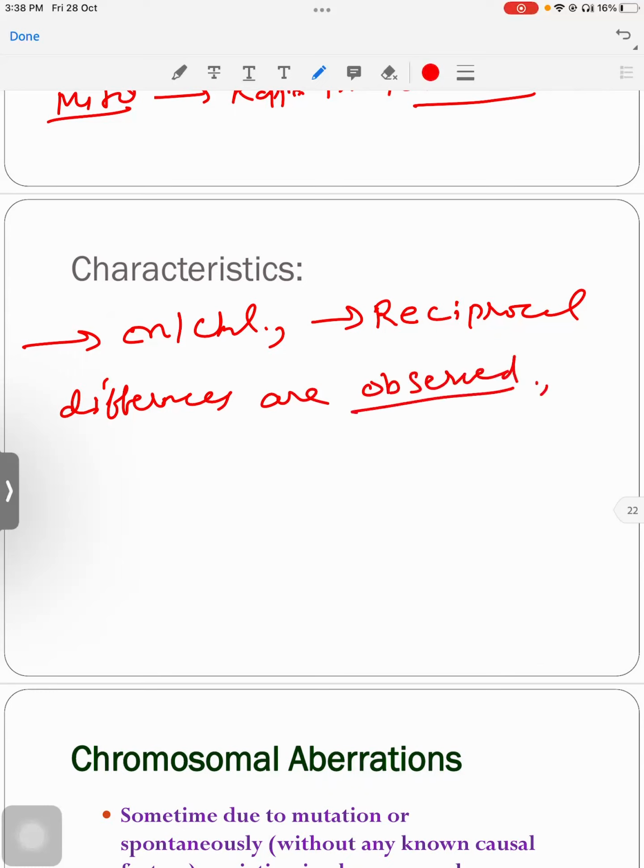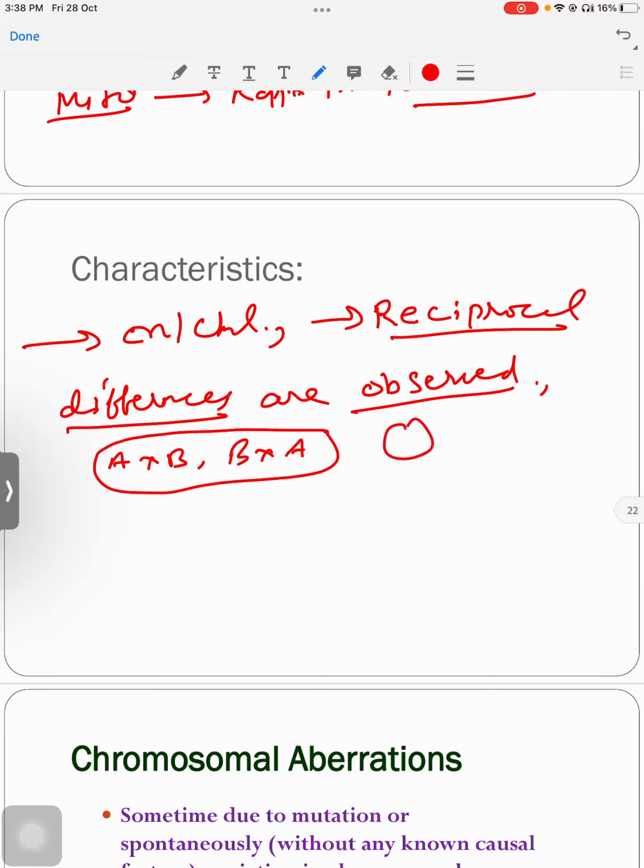What do you mean by reciprocal differences? If you are crossing A into B or B into A, in case of nuclear genes there will not be much difference, because even if you change father to mother, mother to father, that will not make any difference. But in case of cytoplasmic inheritance, if you change the mother, then the whole constitution of the next generation will completely change. That is the basic meaning. And there is no segregation in F2 and further generations.